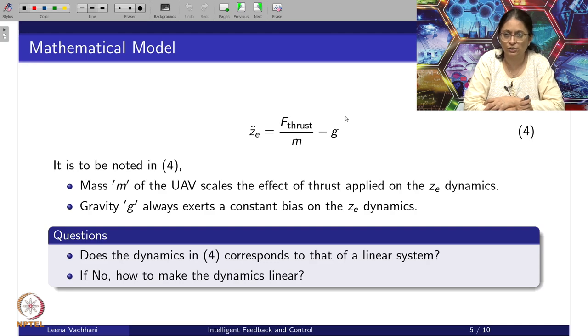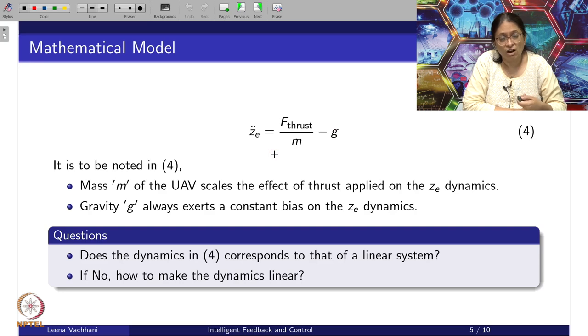and this violates the LTI assumption here. So you can see here that F thrust is the input to the system, Z_E is my output, and M and G are parameters of the system. Now this mass M of the UAV scales the effect of this F thrust, because we can see that this is dividing, it is the multiplicative factor here. So M is scaling the F thrust, the input U, whereas G is a constant bias in the Z. Therefore, this particular equation represents a nonlinear system.